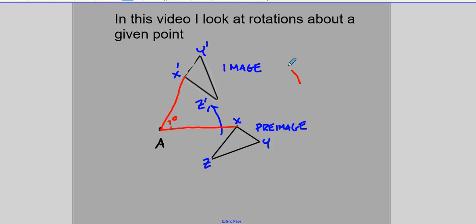In this case, this is a counterclockwise rotation because it goes the opposite of the way a clock turns. If I did it the other way, it would be a clockwise rotation.